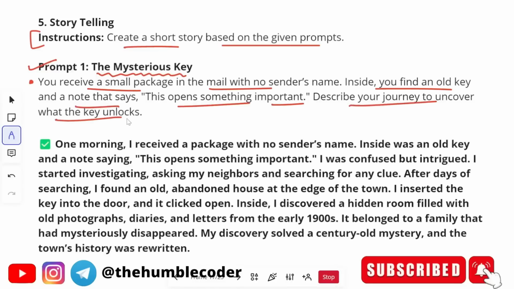So guys, I would suggest that before moving forward, please pause the video and try to create a story on your own, and then move forward with the solution. So let's see what story we have formed.